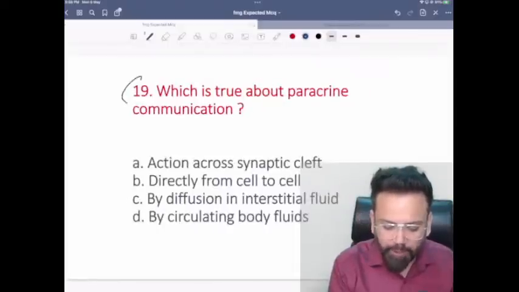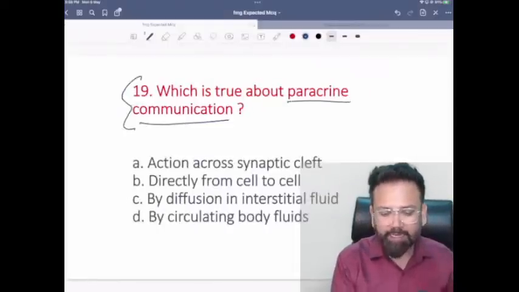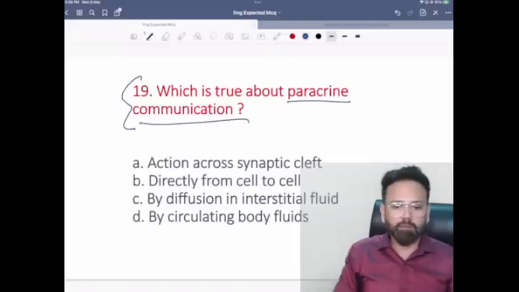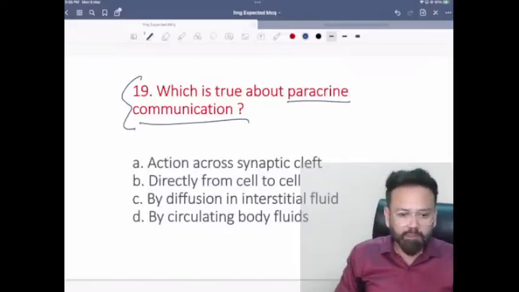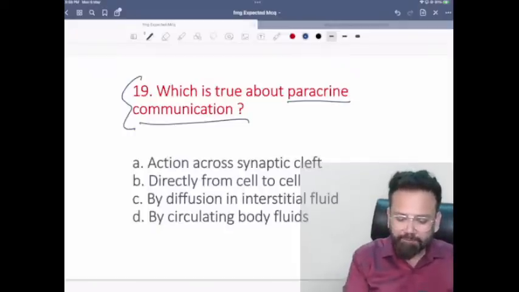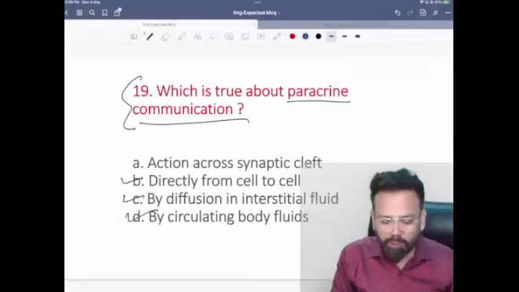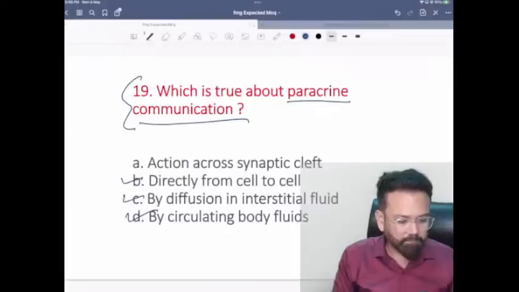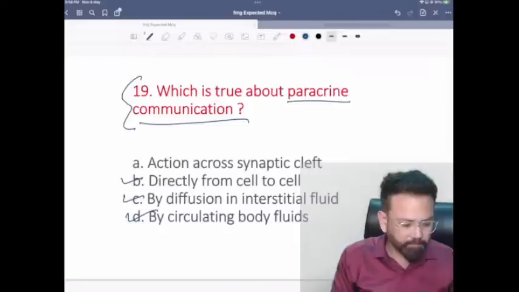Which of the following is true regarding paracrine communication? Action across synaptic cleft, directly from cell to cell, by diffusion in the interstitial fluid, or by circulating body fluids. Which of the following is true about paracrine stimulation?